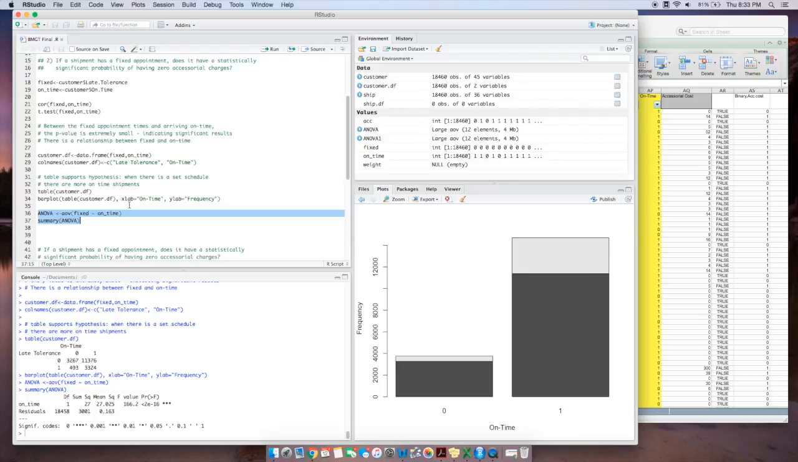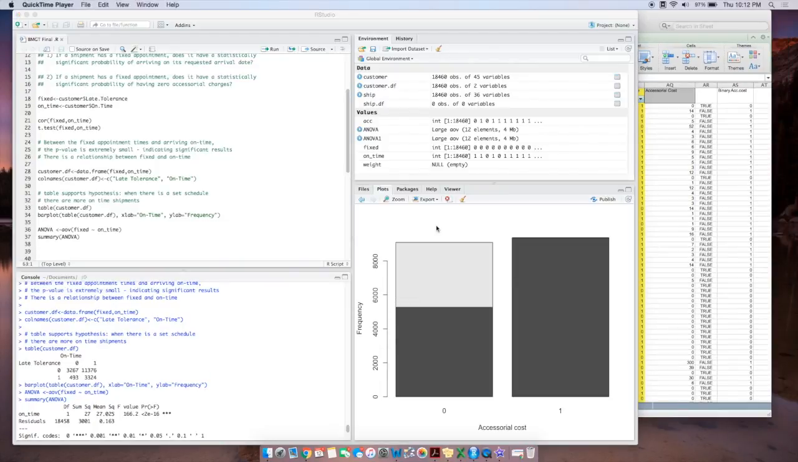Since the p-value is low and the degree of freedom and f-value support it, it shows that they did a good job delivering on time when there was a fixed arrival time, and lateness was not tolerated, with only a few cases that broke uniformity. So from our analysis, we can conclude that if the shipment has a fixed appointment, it does have a statistically significant probability of arriving on its requested arrival date.